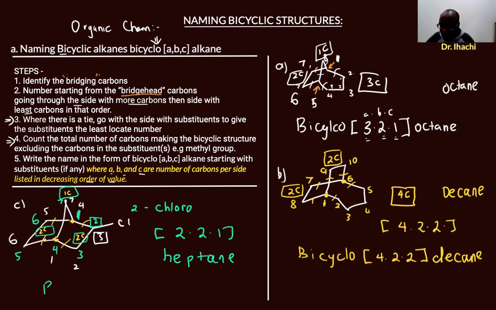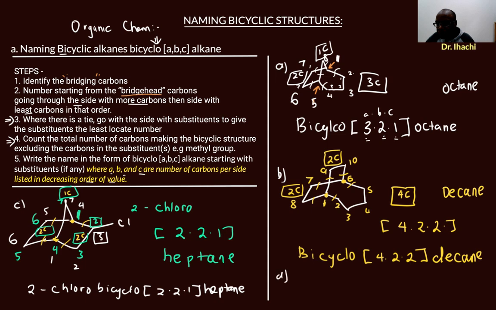So the final name of this will be 2-chlorobicyclo[2.2.1]heptane. Now that is how you name that.